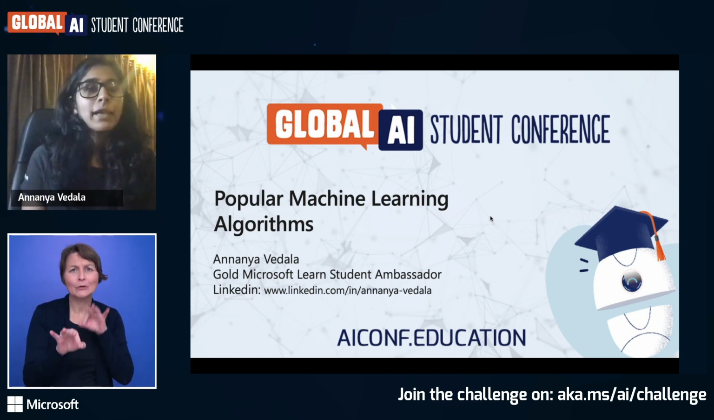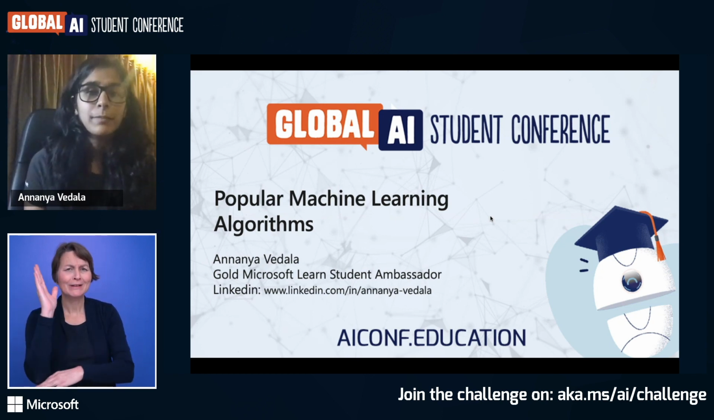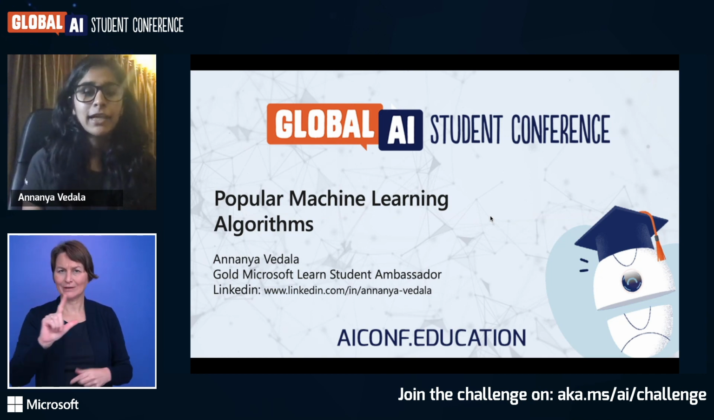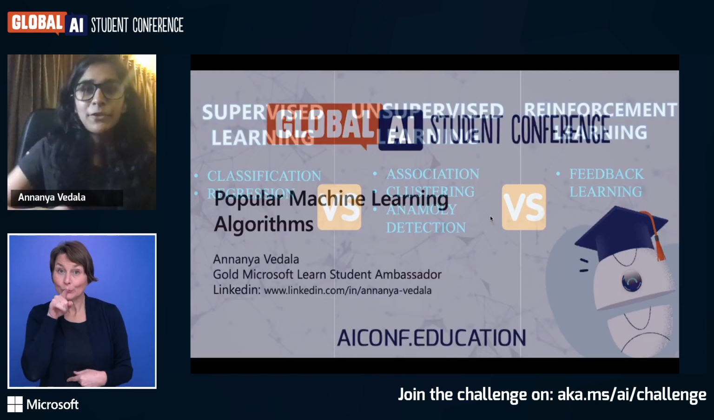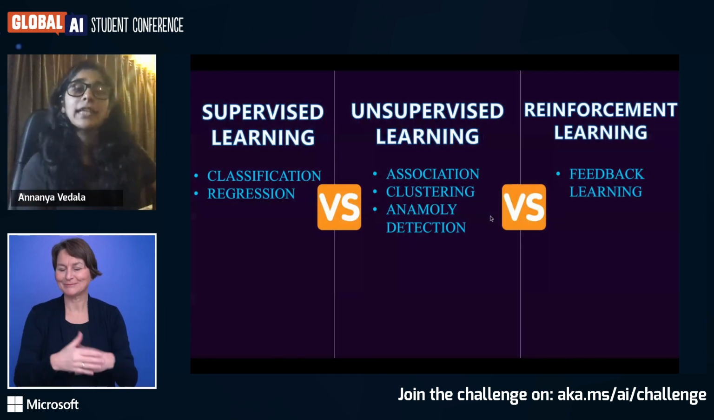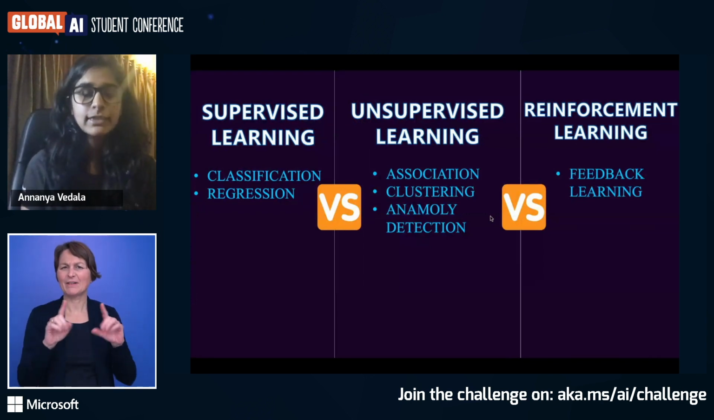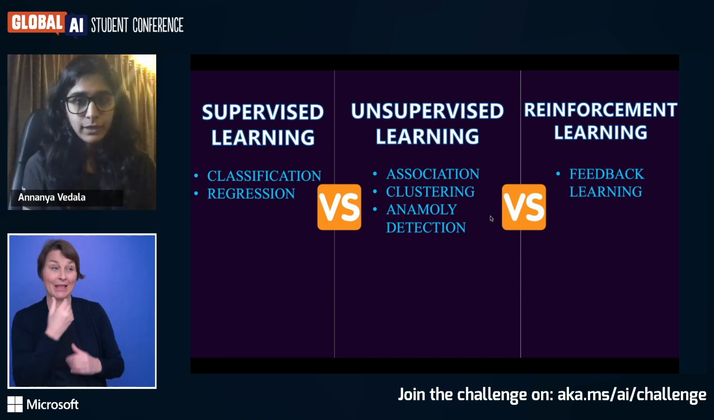This talk is just an overview of the famous machine learning algorithms that you would need to start off on the path of machine learning and AI. So let's dive right into it without further ado. We have three types of machine learning algorithms. They come under three buckets. The first one is supervised learning, the next is unsupervised, and then there's reinforcement learning.